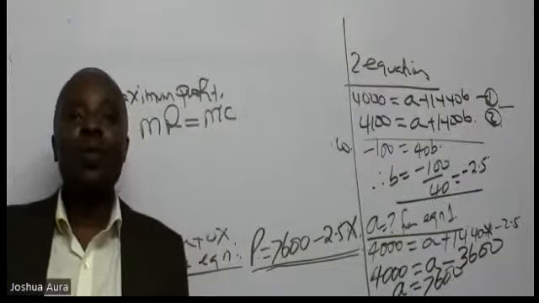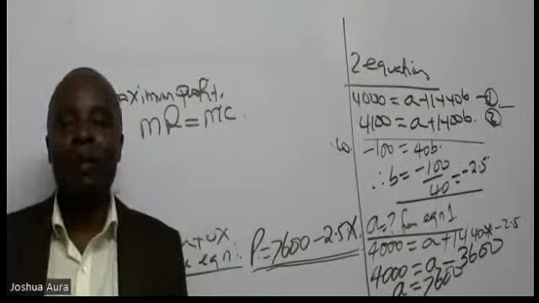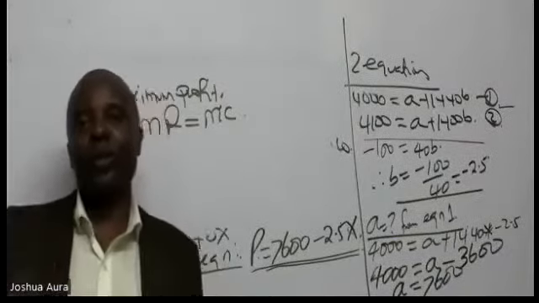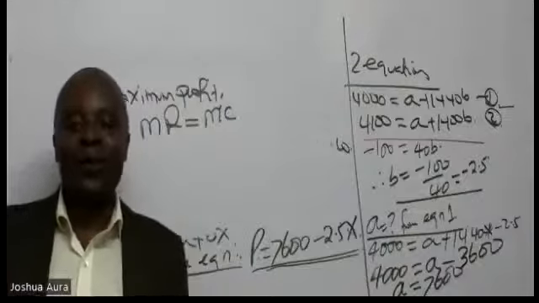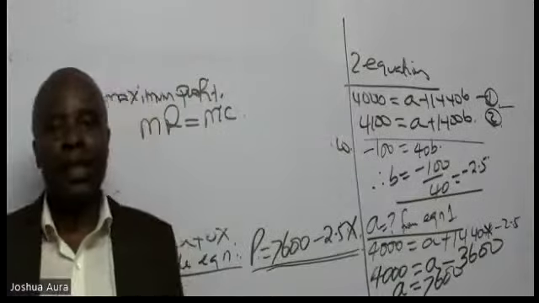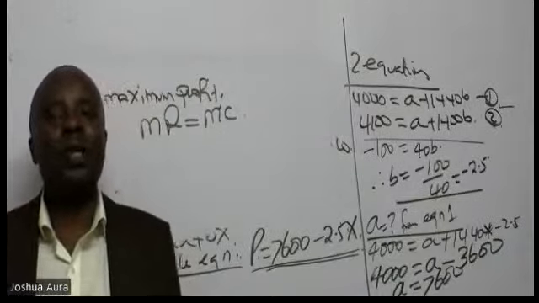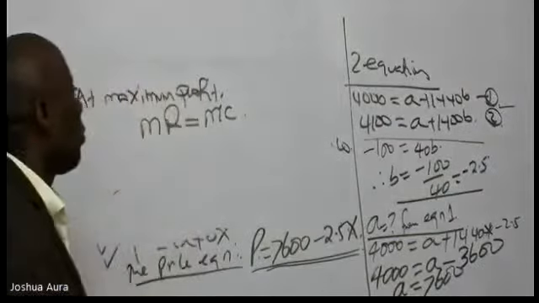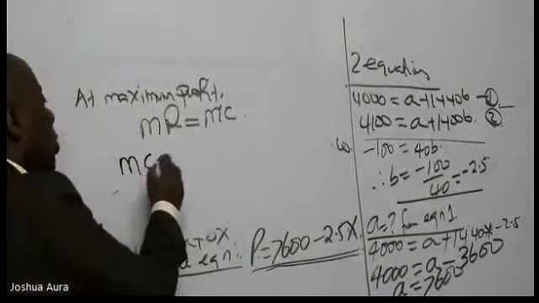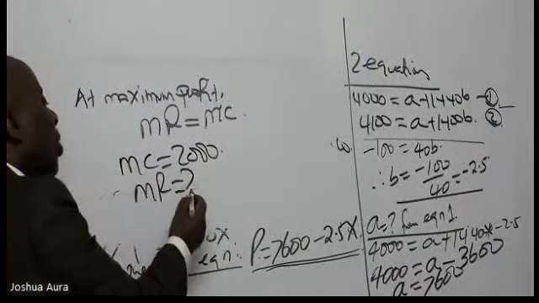Remember, it is 1,000 per guest. And the double room carries how many people? 2. So marginal cost, which is the same as variable cost, is 2 times 1,000, that is 2,000. So I don't have a problem at all with marginal cost. Marginal cost is 2,000. But how about marginal revenue?